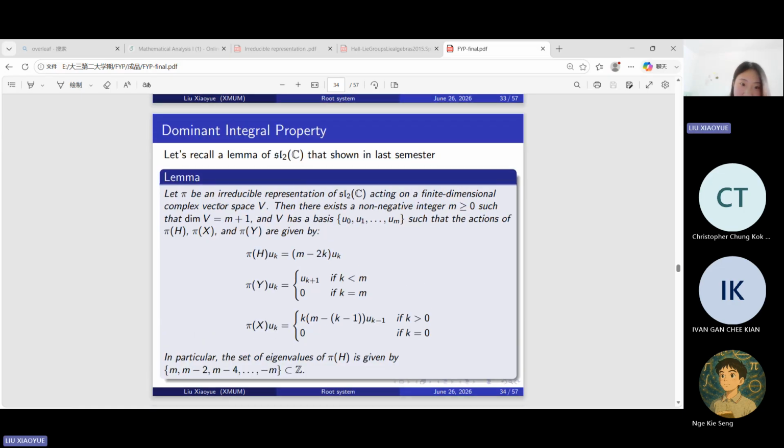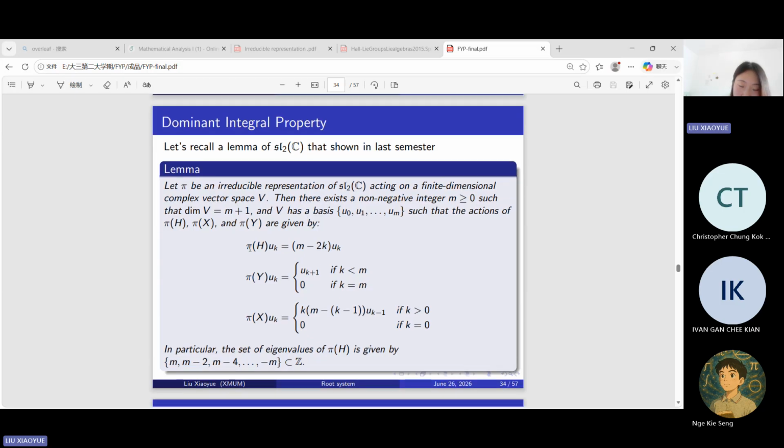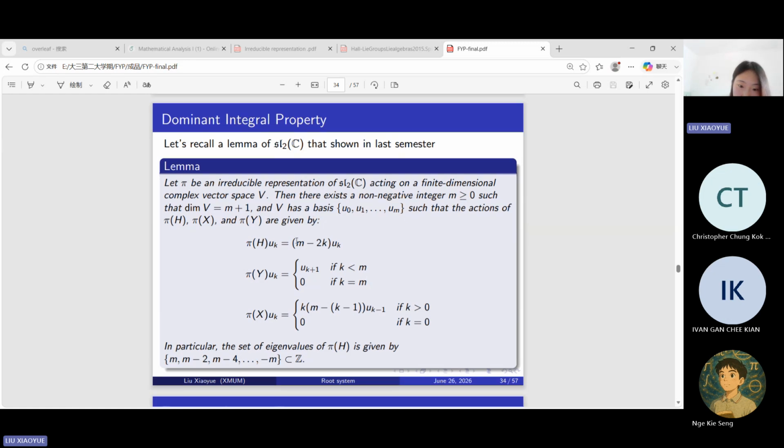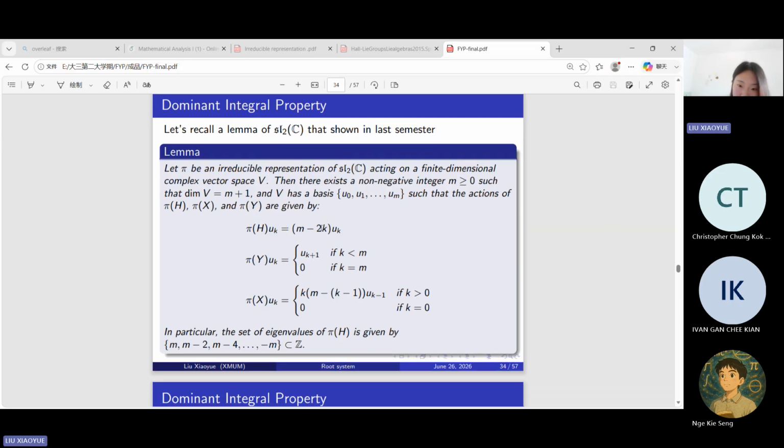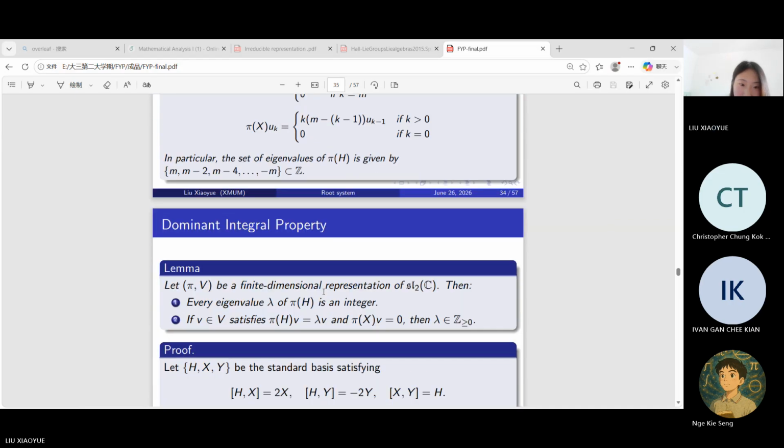This lemma says pi is an irreducible representation, and there exists a non-negative integer m such that the actions of h, y, x on a root satisfy these relations.